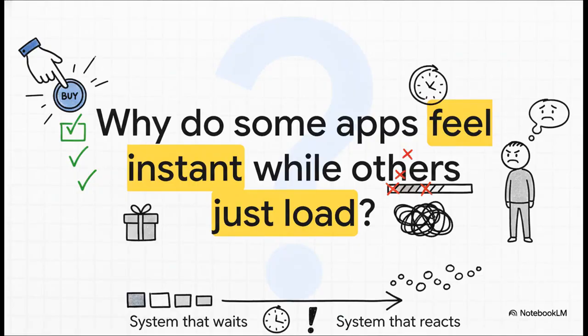You know that feeling, right? You hit buy or you try to post something and you're just stuck, staring at that spinning wheel of death. Well, the difference between that frustrating experience and a totally seamless one often comes down to this one architectural choice. It's all about moving from a system that waits around to a system that just reacts.